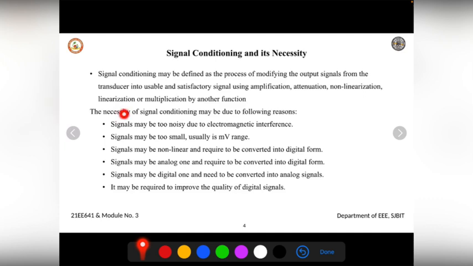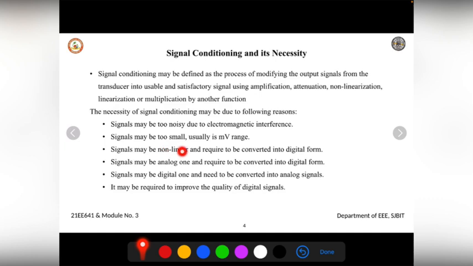The necessity of signal conditioning may be due to the following reasons. The signal may be too noisy due to electromagnetic interference. In that case, I make use of a signal conditioner, remove this noise, and give a proper signal at the output side. The signal may also be too small, usually in the millivolt range. In that case, amplification is required. We may amplify the voltage or current signal to the required range so that it can be easily measured.